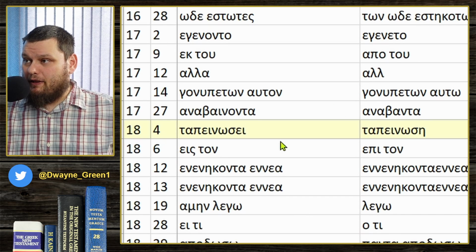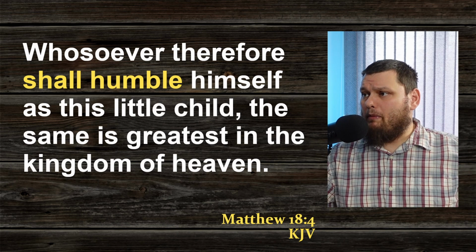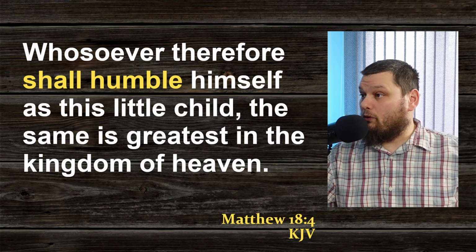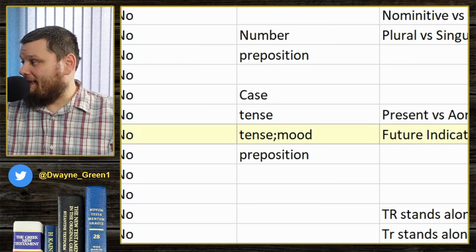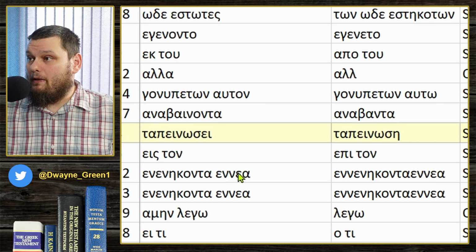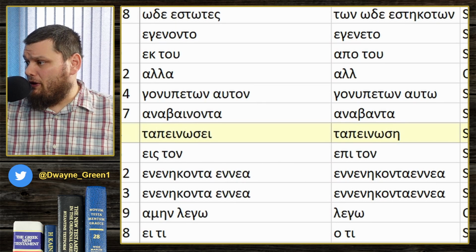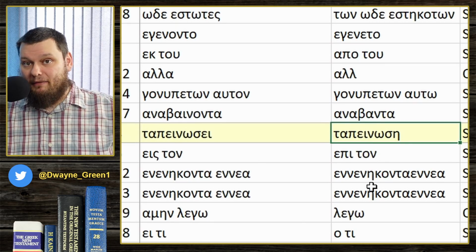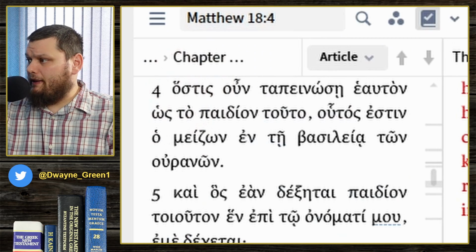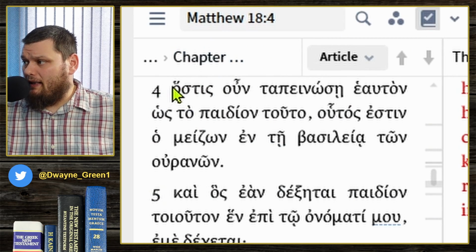So Matthew 18, verse 4, it just says, "Whosoever therefore shall humble himself as this little child, the same is greatest in the kingdom of heaven." So the question we have here is the tense and the mood of the verb tapeinosei, humble himself. Is it a future indicative or is it an aorist subjunctive? Now, this is the interesting thing. Let me pull this up in the Greek text here. This is our verse.